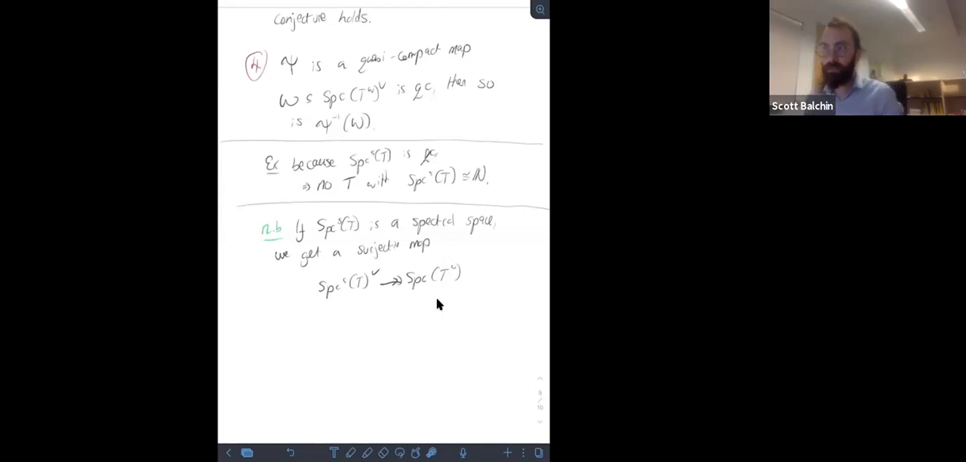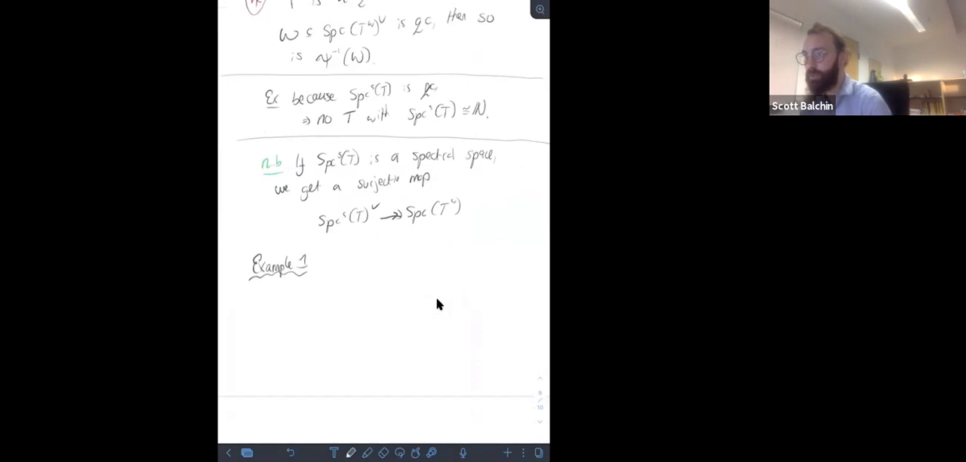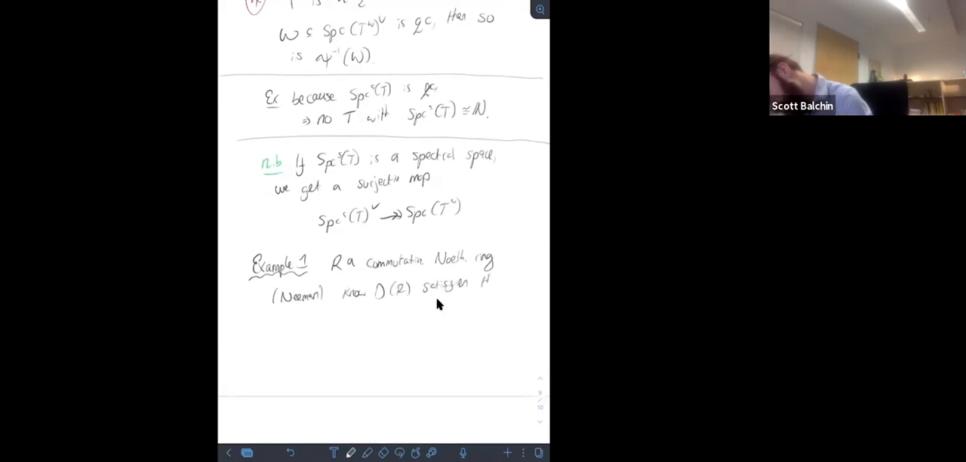In the last 10 minutes, I just want to run through some examples of this thing in action. Example 1. It's just a sanity check that everything works as you'd hope. If R is a commutative Noetherian ring, then by work of people like Neeman, we know that D(R) satisfies the telescope conjecture.